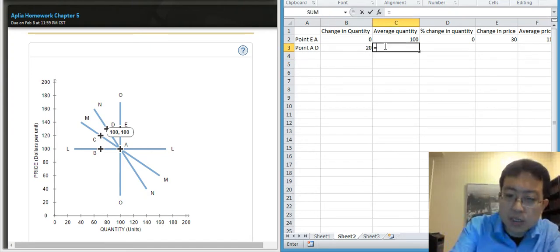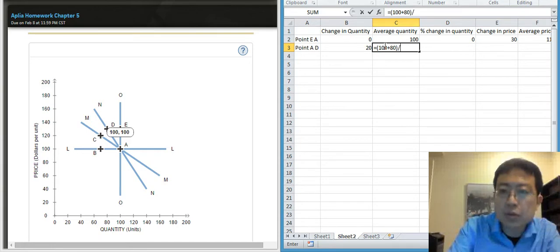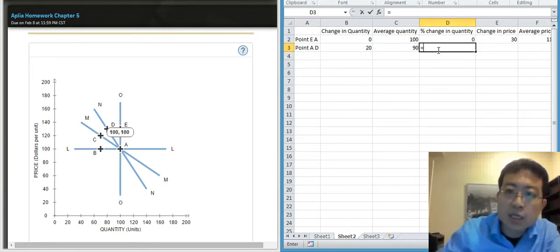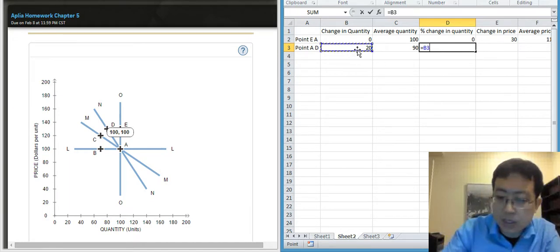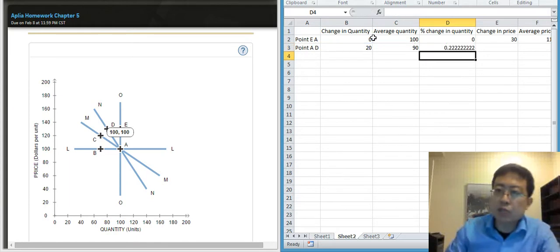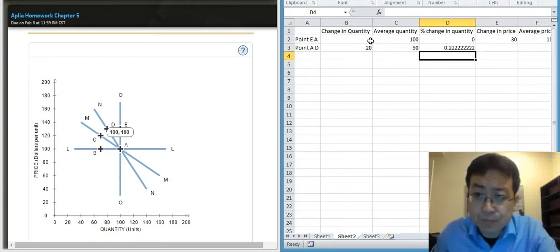And then the average quantity: 100 plus 80, divided by 2, gives you 90. Next, the percentage change in quantity: you use the 20 as your change, divided by the average, 90. The percentage change should be 0.2222.